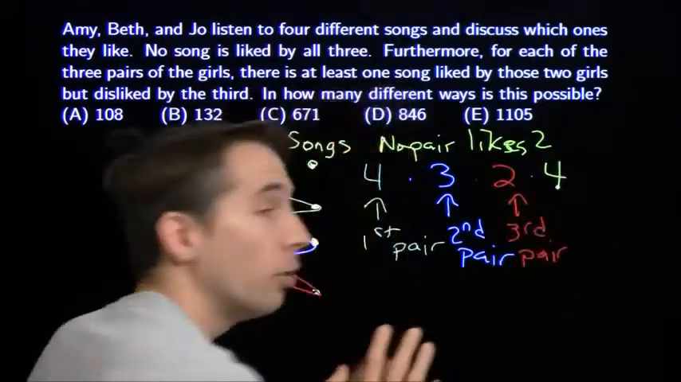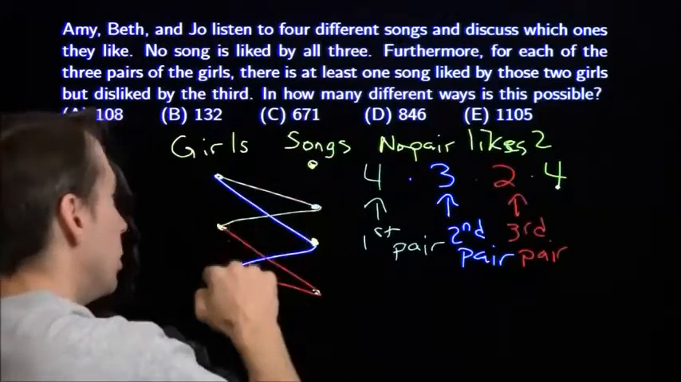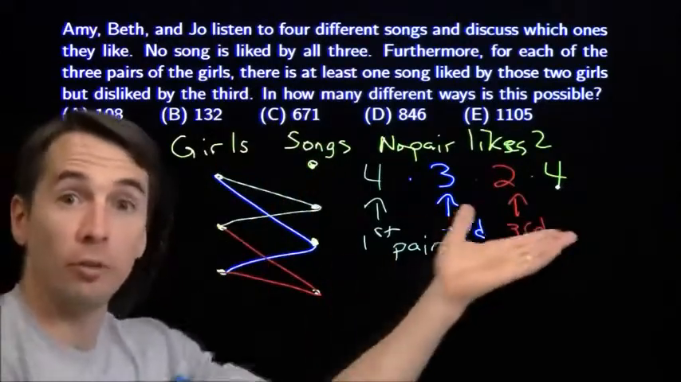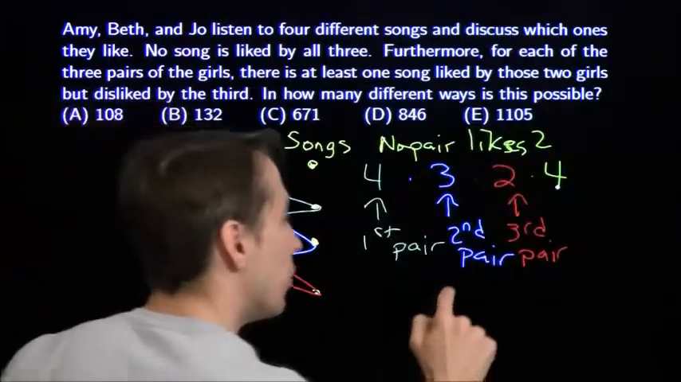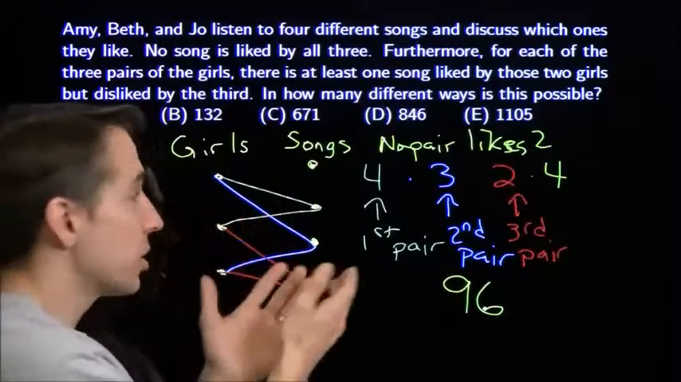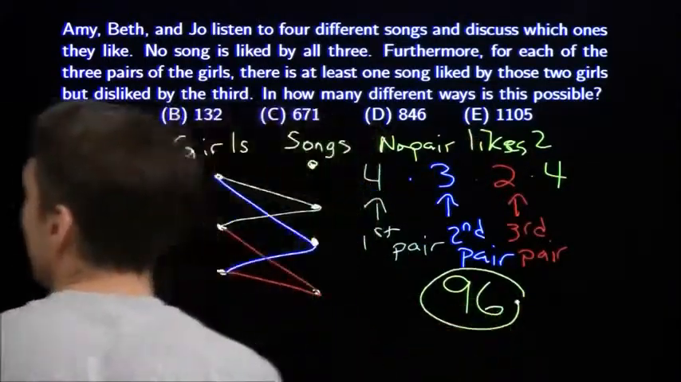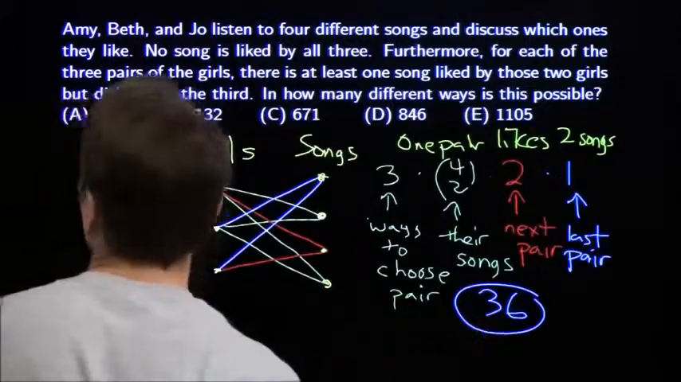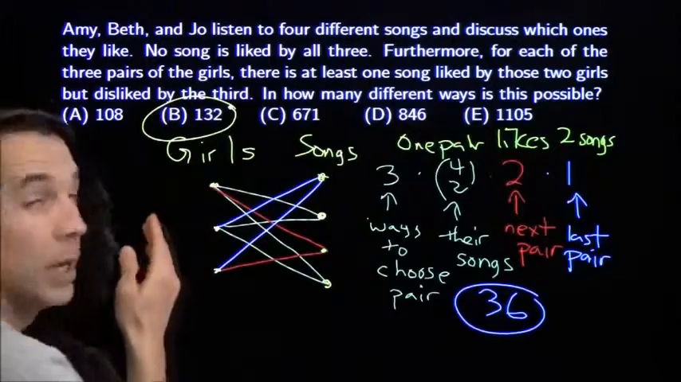And here we have no overcounting because there's no way 2 girls like this song. It's either 1 girl, one of these 3 girls, or no girls at all. There are 4 possibilities. So we have 4 times 3 times 2 is 24, times 4 gives us 96 ways to allocate the girls to the songs such that no pair likes 2 songs. So we got 96 in this case. We add it to the 36 in this case, and we get our answer, 132. And we're done.